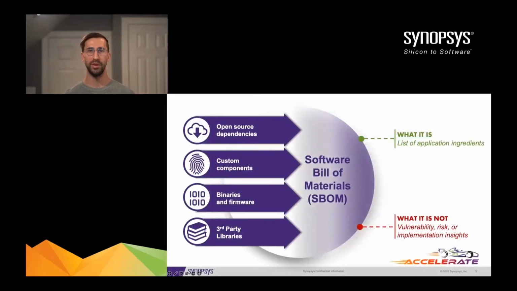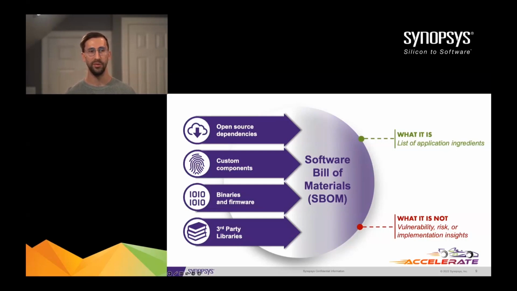Now let's talk a little bit about SBOM. It's the elephant in the room. Everybody wants to know about SBOM, mainly because there are, again, the executive order and the NIST standards that specify you must provide a software bill of materials. But what exactly is an SBOM and what isn't it? So an SBOM has tracking over your open source dependencies, custom components, binaries and firmware, and third-party libraries. It's a list of application ingredients, if you will. Think of it as the label on the back of your food package that tells you exactly what is in that item. What it isn't is vulnerability, risk, or implementation insight. Let that sink in for a minute.